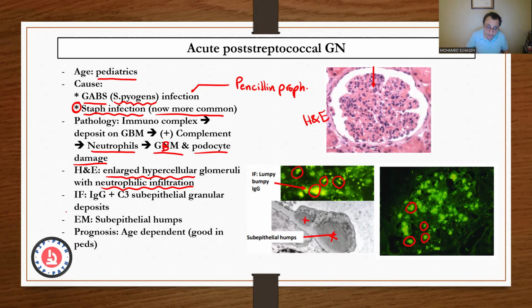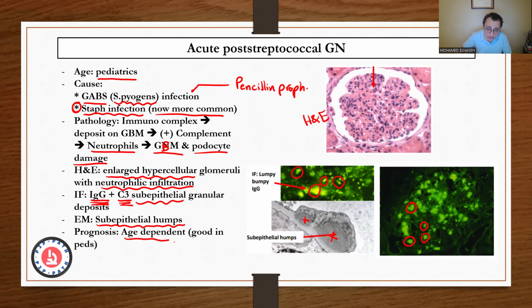What kind of antibody is there? It's IgG. Like which disease did we have before? They have IgG. Membranous. We said that we are unlucky that membranous is not IgM, so this means that membranous is IgG. So IgG and complement 3 complex, subepithelial, not endothelial deposit. In membranous, it was subepithelial with membrane spikes. Here it's subepithelial granular deposits. It's even confirmed by electron microscopy.